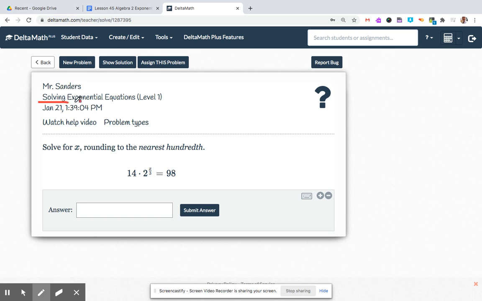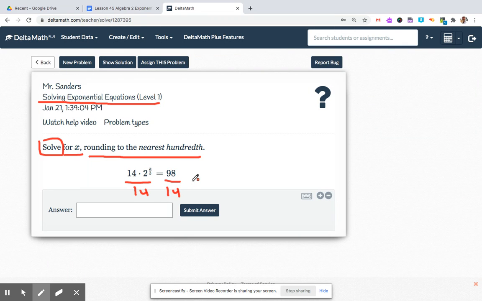We are solving exponential equations. This is the first level. Okay, so we're trying to get x by itself. So we want to solve for x and then make sure you round to the nearest hundredth. All right, so first thing, let's go ahead and get it by itself. So I'm going to divide both sides by 14.